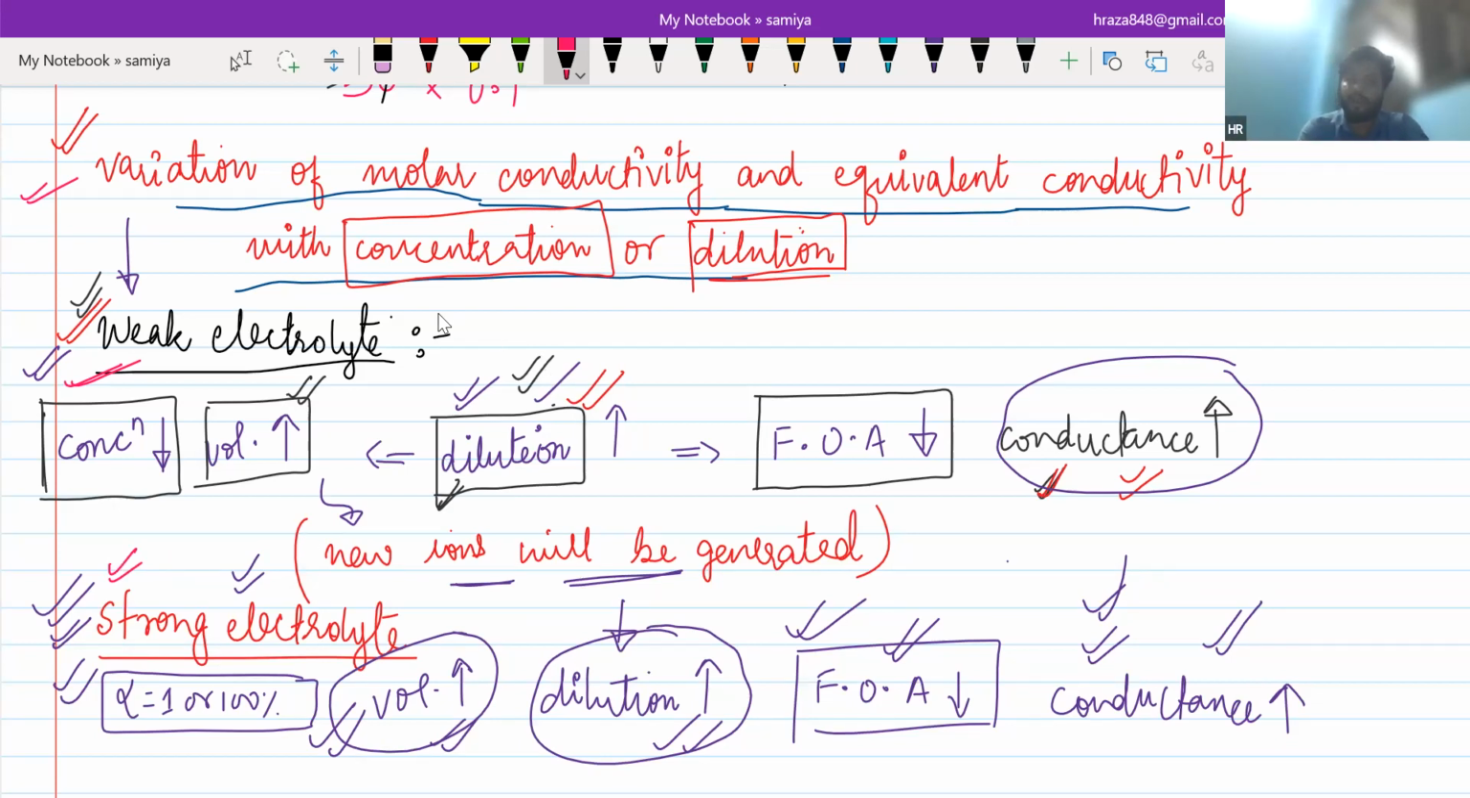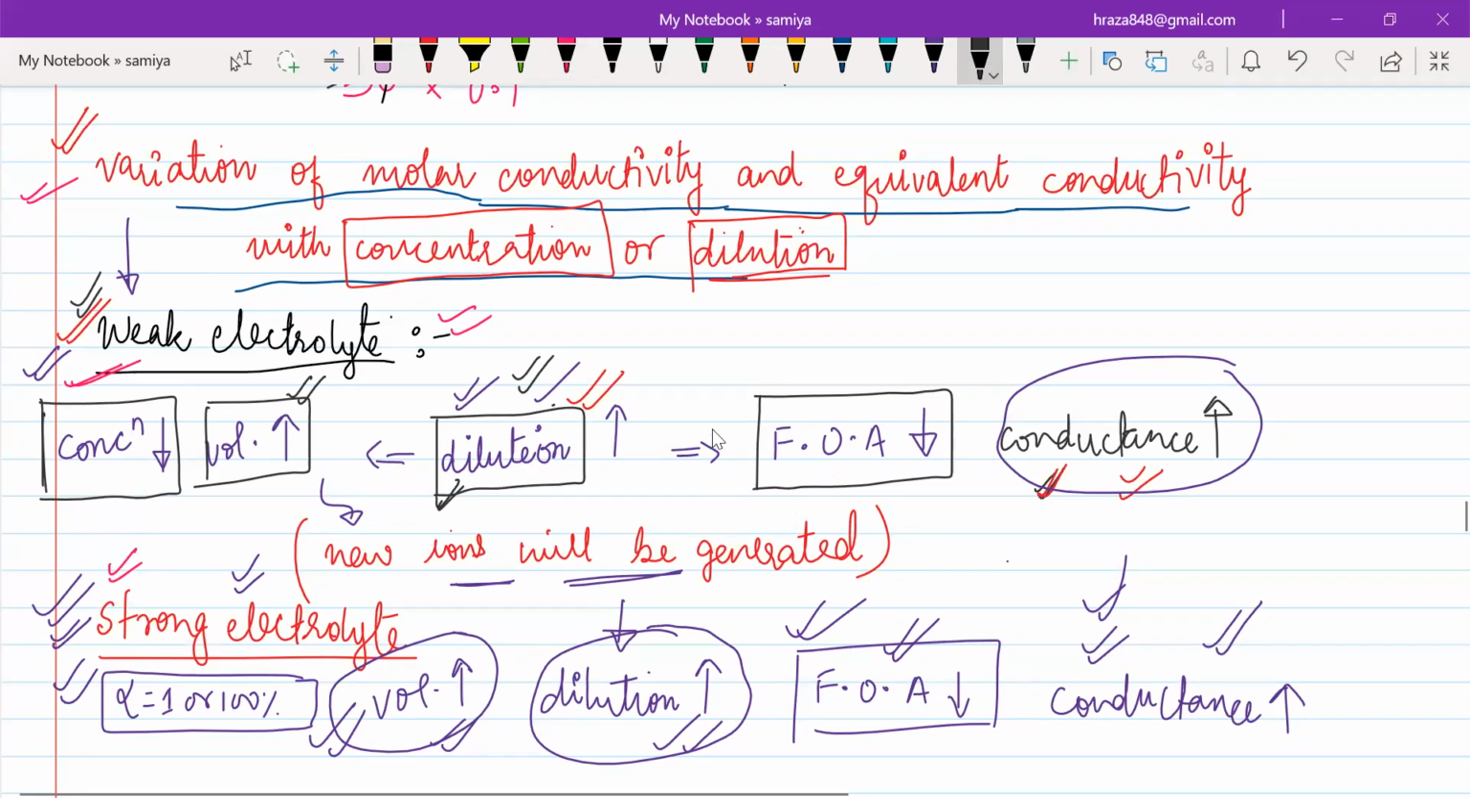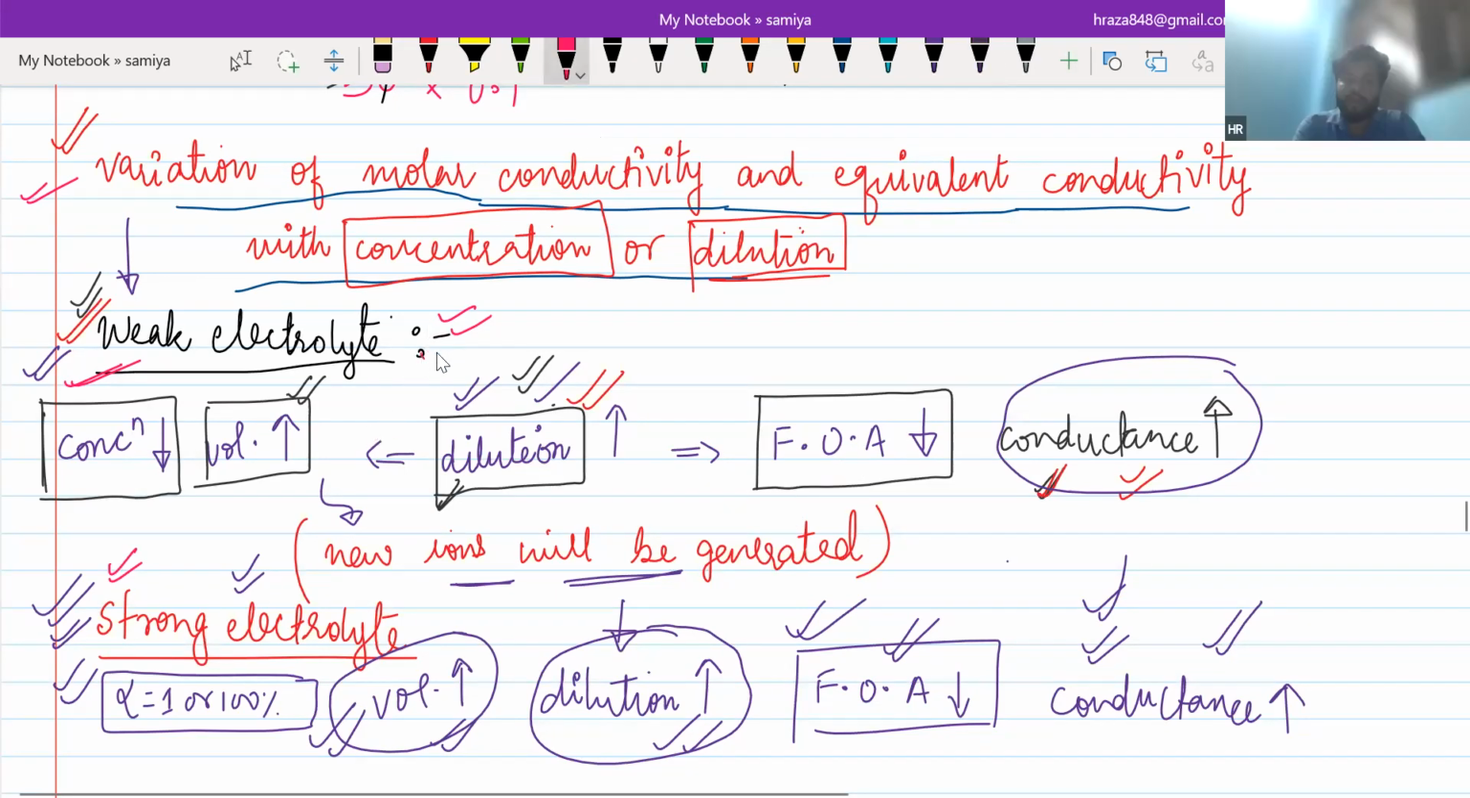But here in weak electrolyte, due to more and more dilution, the dissociation, the value of alpha increases. That means new ions will be generated. That's why the variation in weak electrolyte will be higher than the variation in a strong electrolyte. Are you getting my point? Yes, sir. So what I want to say is that in weak electrolyte, new ions will be generated. That's why the conductance will be abruptly very high as compared to a strong electrolyte.